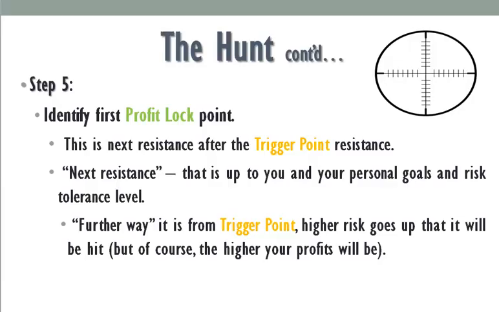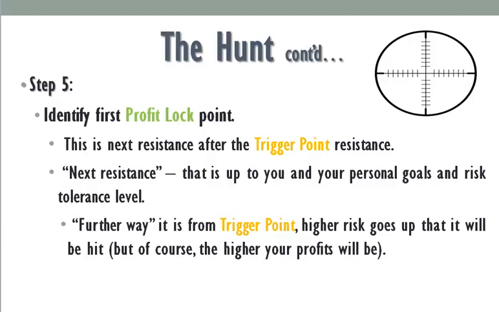And the next resistance, that is up to you and your personal goals and risk tolerance level. So again, you can bend the rules to however fits you, but point being, there needs to be a profit lock point. That would be going off the path and breaking the rules too much. There needs to be a profit lock point, but in regards to where it's at, that's going to be in terms of your goals and risk tolerance levels and all that good stuff.